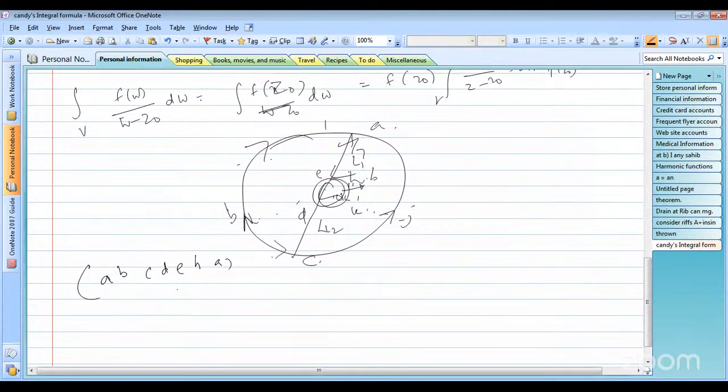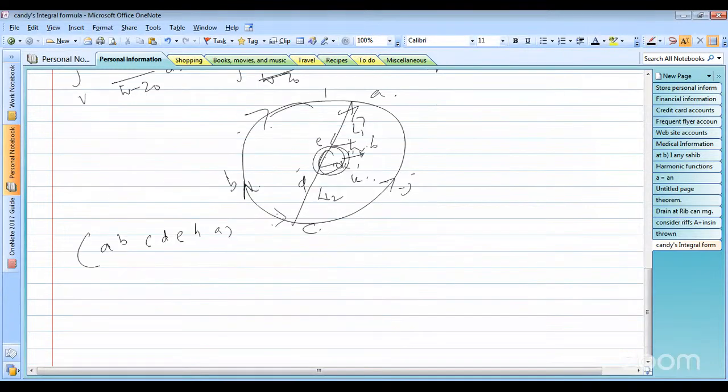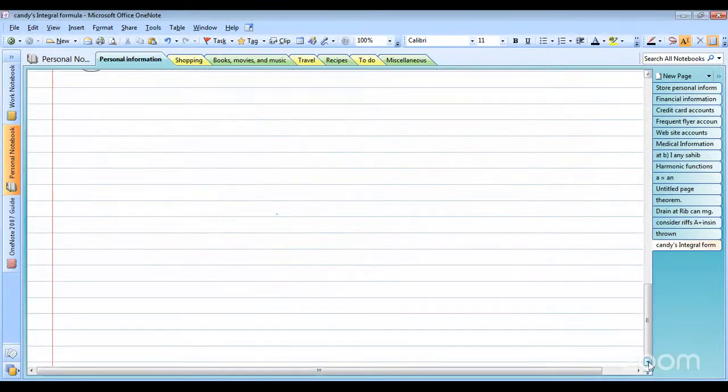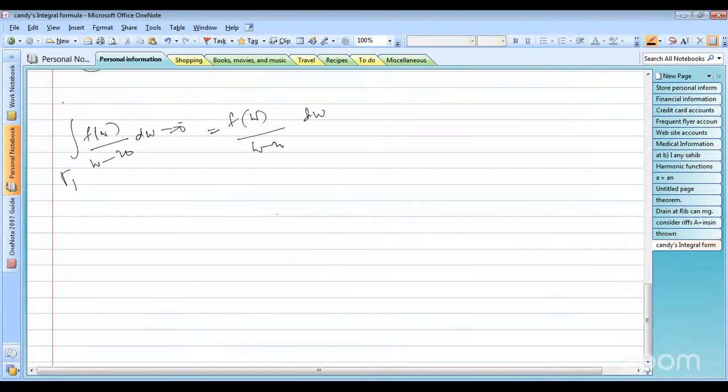So the rectifiable Jordan curve encloses the simply connected domain here, not containing the Z naught. Even though, assuming the Cauchy theorem for such domains, we can get the integration of f of w by w minus z naught dw is equal to 0. That is gamma 1, equal to 0. So this is also the integration over gamma 2 of f of w by w minus z naught dw.